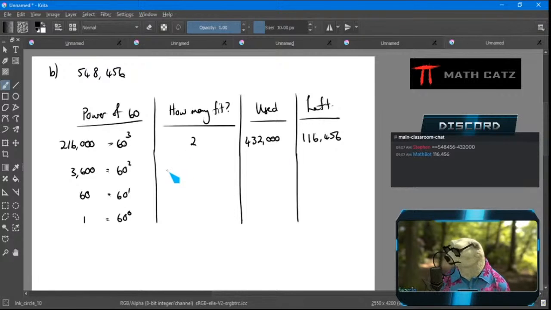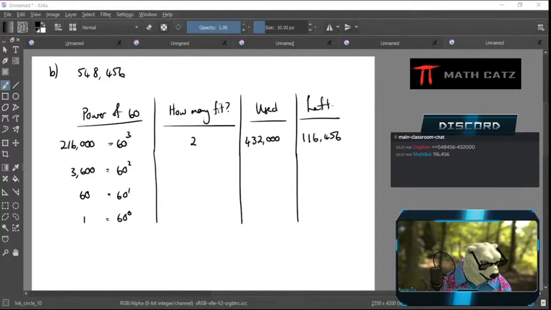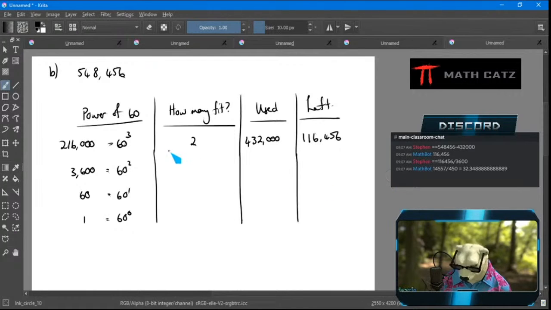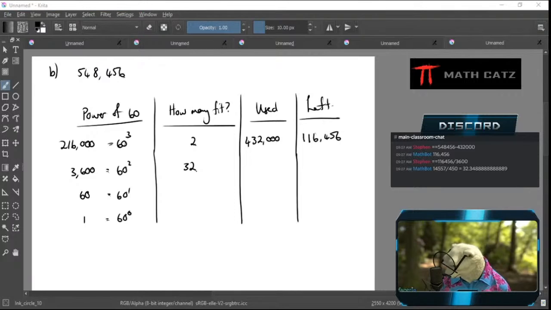Now I want to see how many times my 3600s can fit into that. Well, that's a bigger number. I'm going to have to do some division. 116,456 divided by 3600 is 32. And then I want to know, of what was left, how much have I used? So it's multiplication. 32 times 3600.